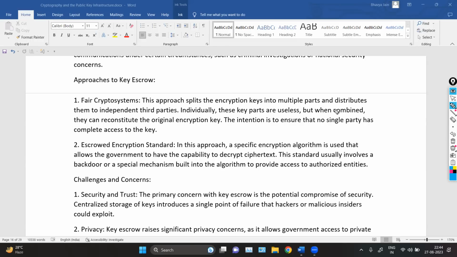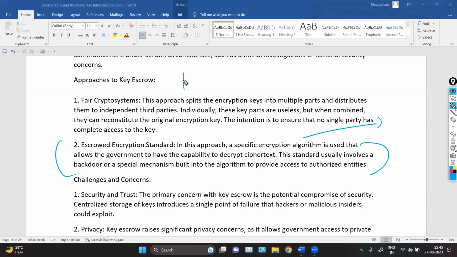Then we have escrowed encryption standard. In this approach, a specific encryption algorithm is used that allows the government to have the capability to decrypt ciphertext. This standard usually involves a backdoor or a special mechanism built into the algorithm to provide access to authorized entities. So it is like a backup or a backdoor for accessing the keys without having the keys.